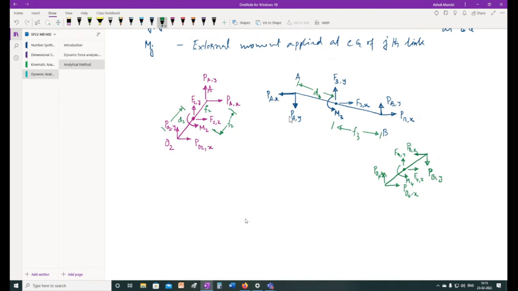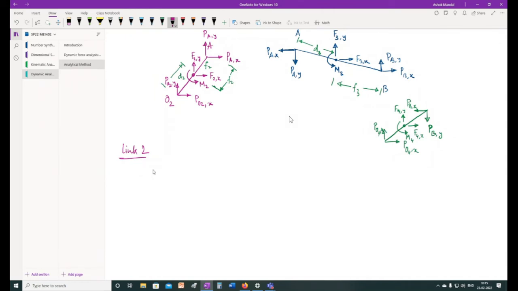Now we will write down the equations of motion related to each link. Let us do it for link 2. What are the equations of motion? You will have one equation related to force balance in the x direction, another related to force balance in the y direction, and another related to moment balance. Remember that this angle here is theta 2. For this case, this angle is theta 3, and for this case this angle is theta 4.